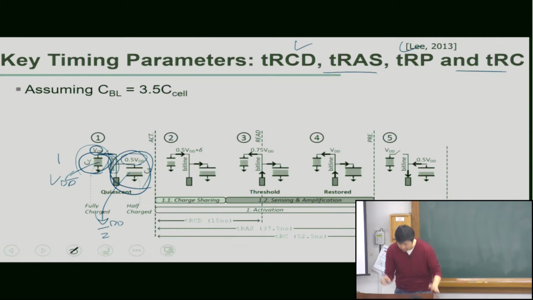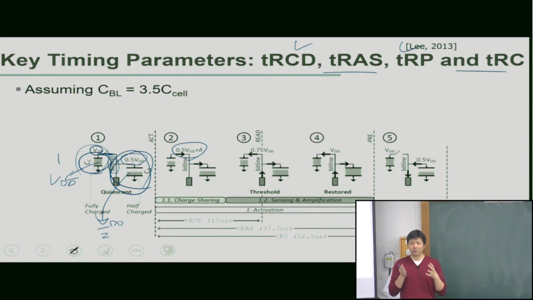So if you actually connect these two, they will be reconciled at about 0.5 VDD plus a small delta, if it's fully charged. What happens if the original cell capacitance was 0? Then the final voltage level will be 1/2 VDD minus delta. Right? A little bit smaller than 1/2 VDD, assuming that this capacitance is much bigger.